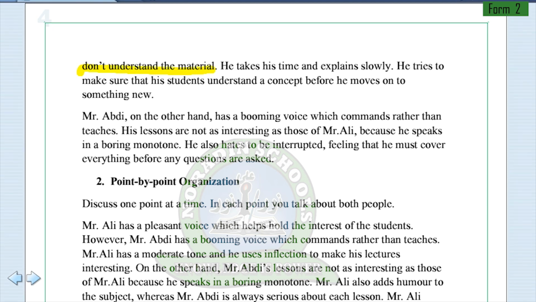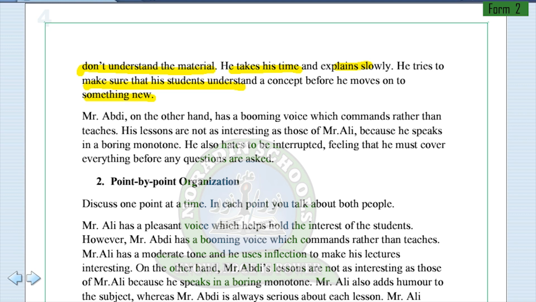If they don't understand the material, he takes his time and explains slowly. That means if I am not explaining slowly, maybe there will be some mistakes or interruptions which will not be good for them to understand. He also tries to make sure that his students understand a concept before he moves on to something new. If they didn't understand the previous lesson, it is impossible to proceed. So this is Mr. Ali. That information is only about Ali.